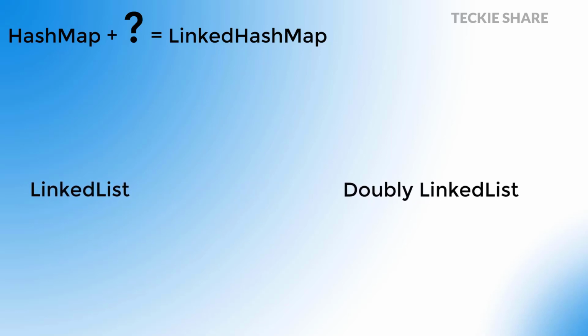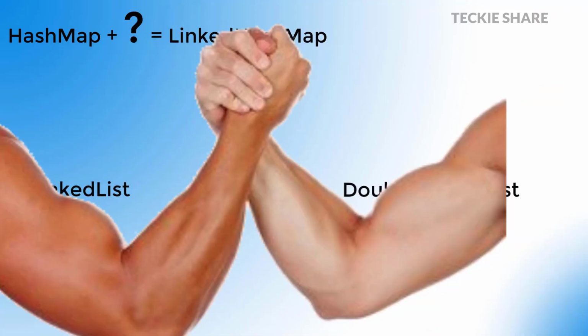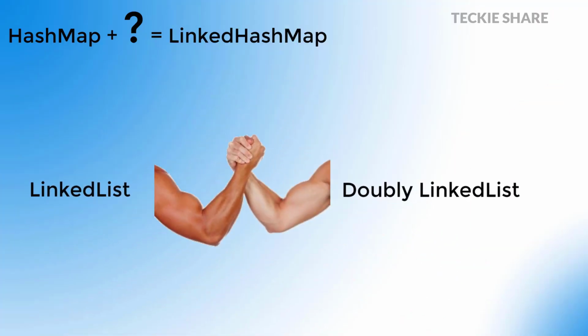The remaining ones are linked list and doubly linked list, right? It should be a one-on-one battle. The reason is, linked list and doubly linked list have more or less the same features, but you have to pick the right candidate from these. So I'm going to eliminate linked list, for a similar reason.